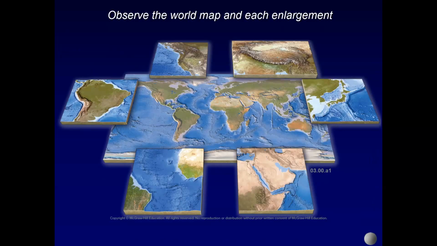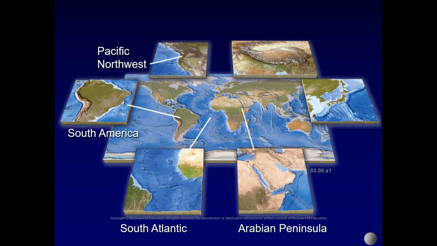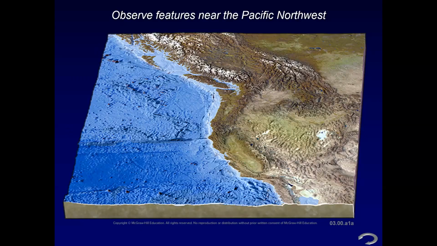So this is, of course, a map of the world, and we have various enlargements of different parts of the world. We have the Pacific Northwest, South America, the South Atlantic, the Arabian Peninsula, Japan, and Tibet. Let's start with the Pacific Northwest.